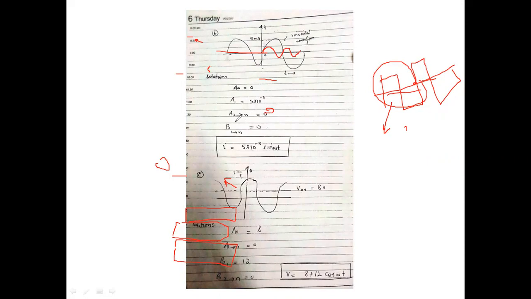The amplitude of this is not given. In fact, this second harmonic is not given. So a2 to an is equal to 0, and no cosine term is involved, so b1, b2, b3, up to bn is equal to 0. So the answer will be i equals 5 into 10 to the power minus 3, and that is because of the sine term.